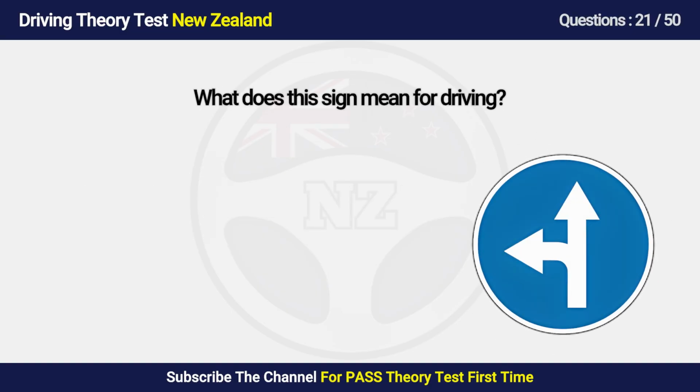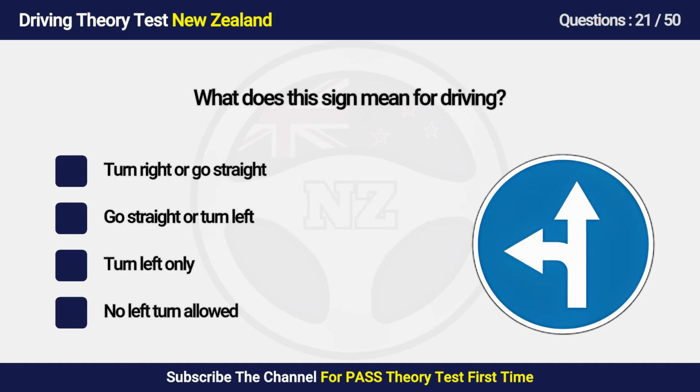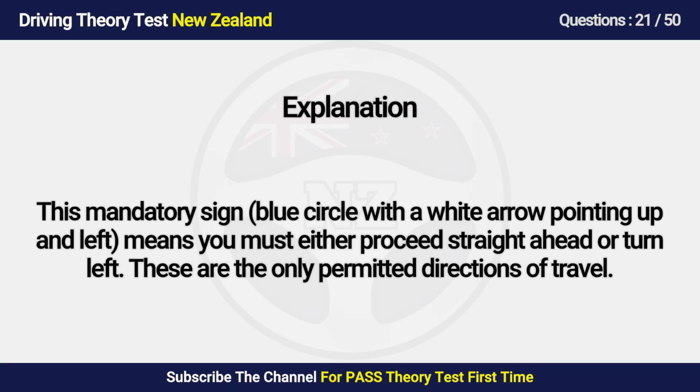Question 21. What does this sign mean for driving? A. Turn right or go straight. B. Go straight or turn left. C. Turn left only. D. No left turn allowed. Answer is B. Go straight or turn left. This mandatory sign, a blue circle with a white arrow pointing up and left, means you must either proceed straight ahead or turn left. These are the only permitted directions of travel.